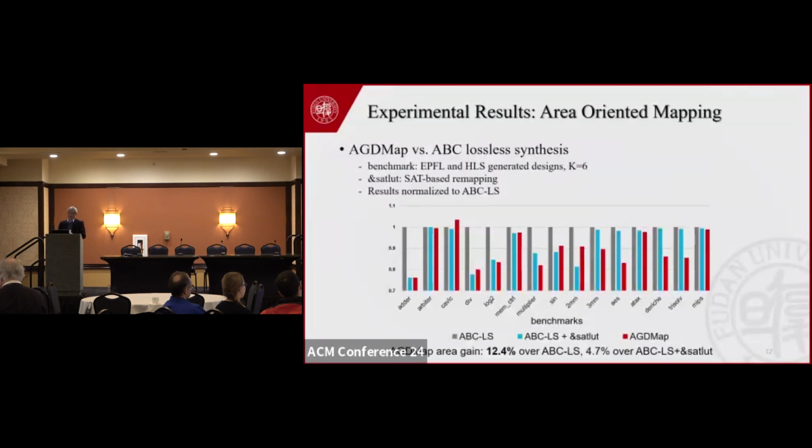Here is our experiment result, compared with the ABC lossless synthesis. We also combine the lossless synthesis with the SAT-based remapping to see how good they are. We choose a set of benchmarks from EPFL and some computation-intensive designs generated by HLS, with K set to be 6. The result is normalized to ABC LS. From the result, we can see that we quite consistently get the best result. We get an average 12.4% area reduction over ABC LS. Even for ABC LS plus SAT remapping, we can still get a 4.7% area reduction.